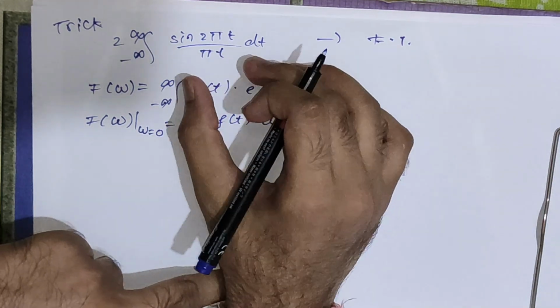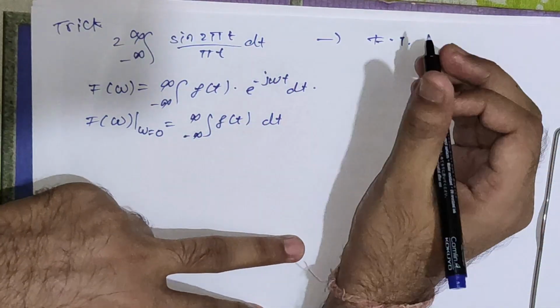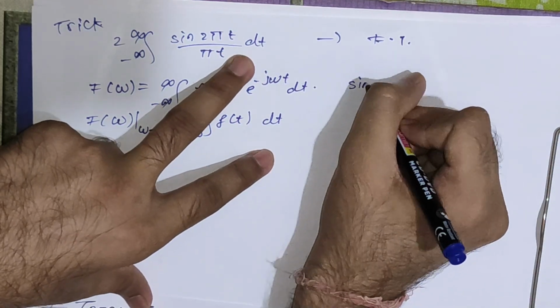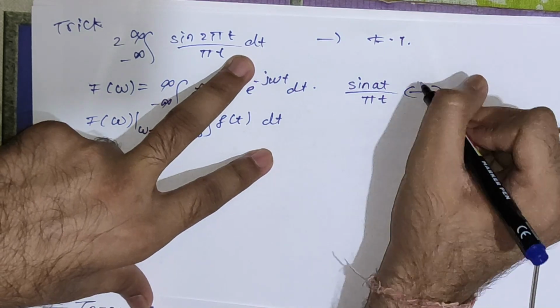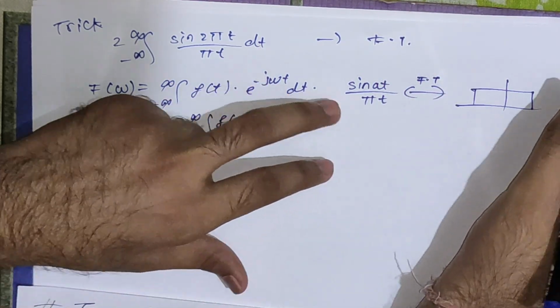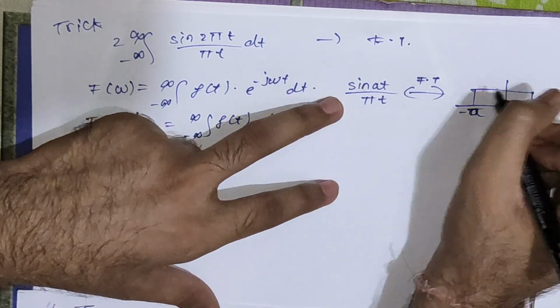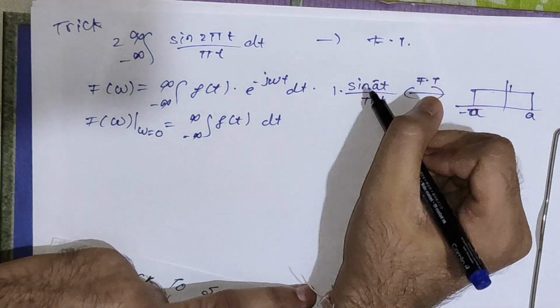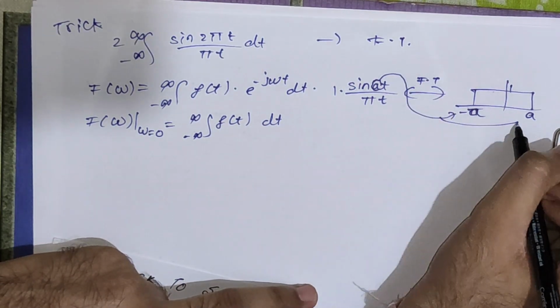Okay, so to get the Fourier transform of sin 2πt upon πt, we will use the property of Fourier transform that sin at upon πt will always result in a Fourier transform that is a rectangular function extending from minus a to a with the magnitude as 1. Whatever value is present here will be reflected here and here.